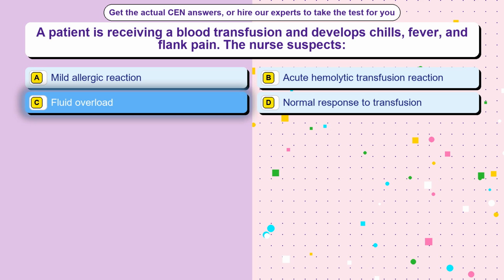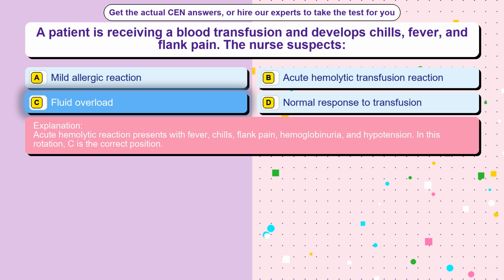The correct answer is option C, fluid overload. Acute hemolytic reaction presents with fever, chills, flank pain, hemoglobinuria, and hypotension. In this rotation, C is the correct position.